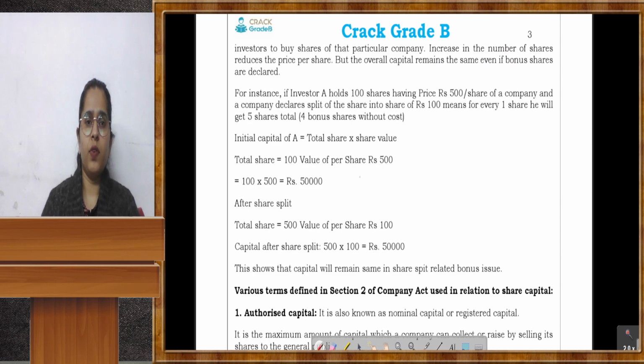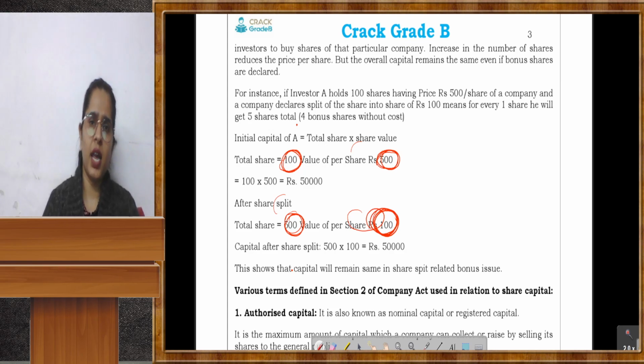Let me tell you one thing over here. What was happening was, he was having 100 shares and one share was of rupees 500. But now they have split the share. For every one share he will get 5 shares total. Now he has 500 shares and the price of one share is 100. So they have just done the splitting of 50,000 into another ratio. This does not have any impact.